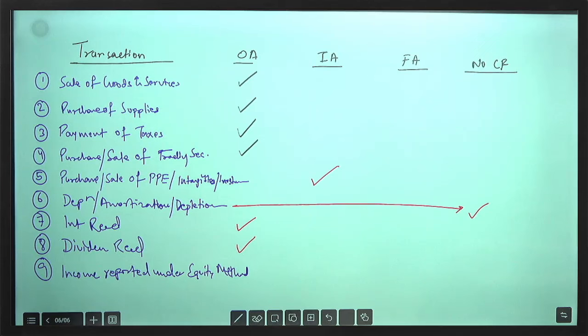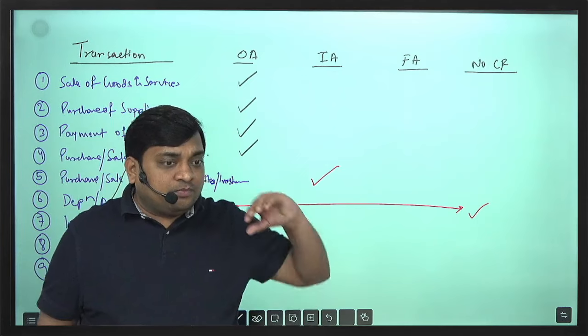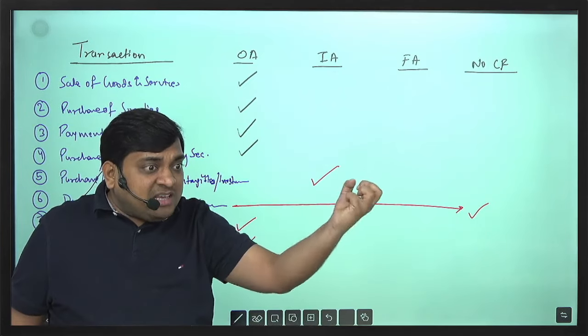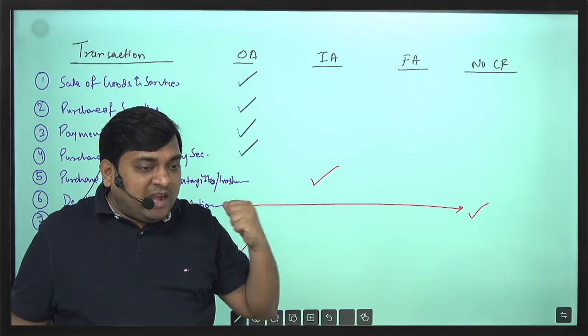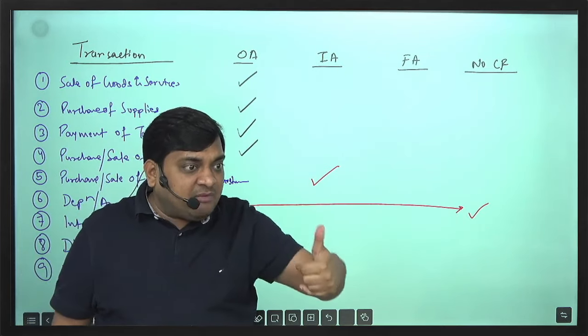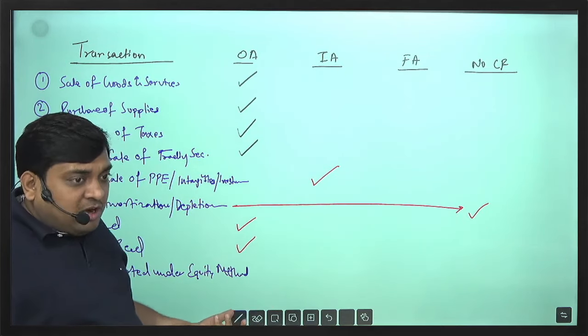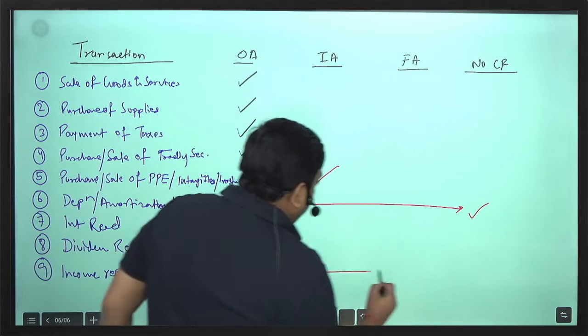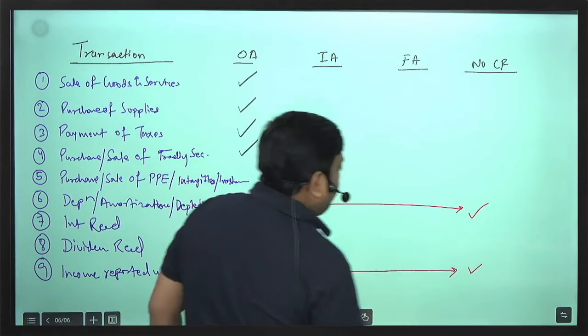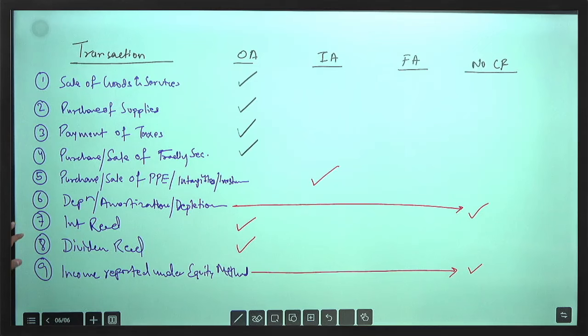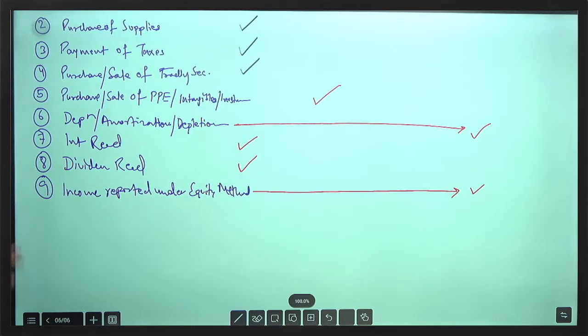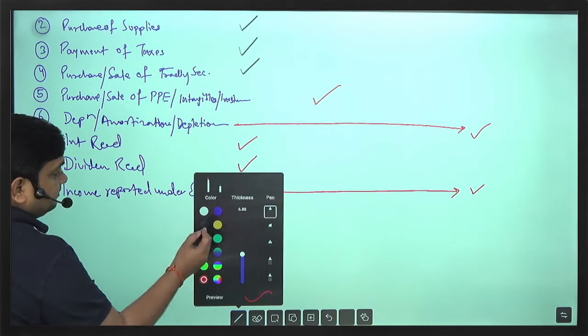Now you have done investment. Under equity method, what do we do? Investee's earnings, my share I report and increase my value of investment. Remember, under equity method, that is also not a cash flow. Trading securities.